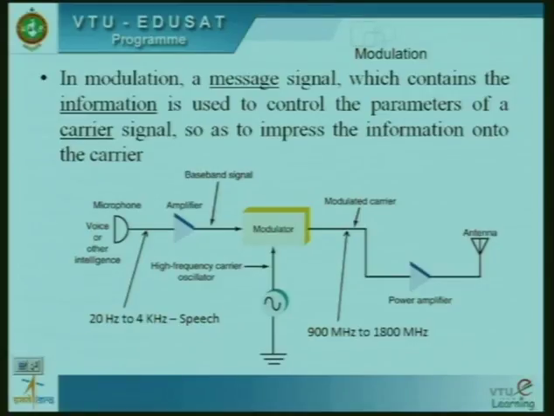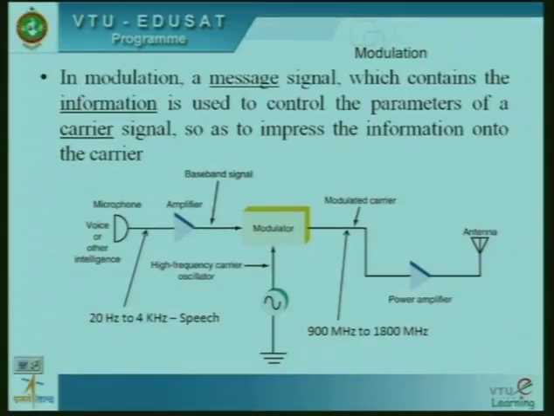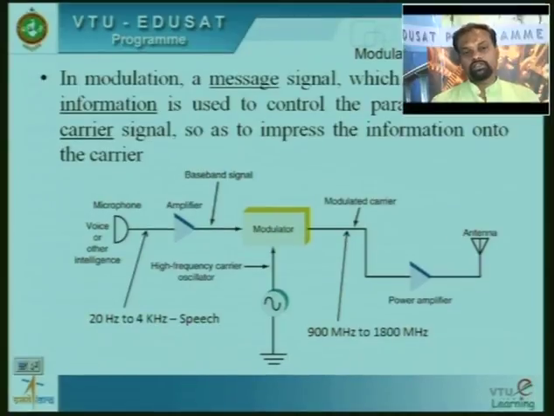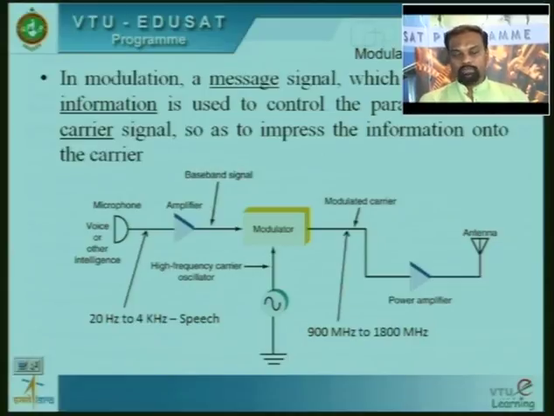Now, if you would like to transfer this baseband signal through a channel, we have a carrier signal there, which we call the high frequency carrier. This high frequency carrier and the baseband signal are modulated, and then you get a modulated carrier. This modulated carrier is in the frequency range of 900 megahertz to 1800 megahertz in a typical mobile phone application. This modulated carrier is then further amplified and given to an antenna for transmission. The process of translating your baseband signal to a modulated carrier with the help of a carrier signal is what we call modulation.